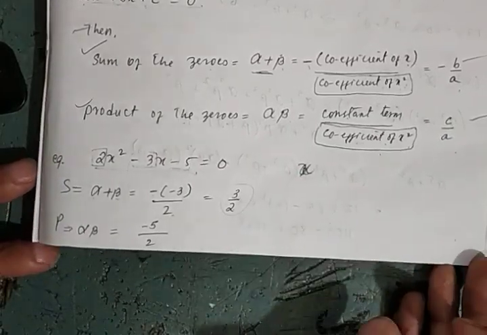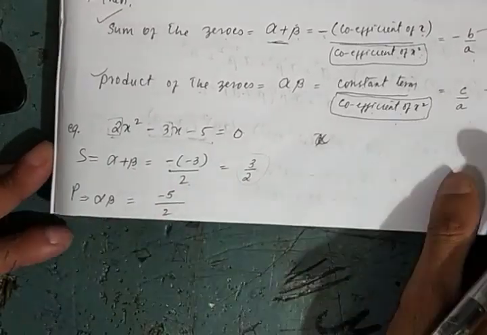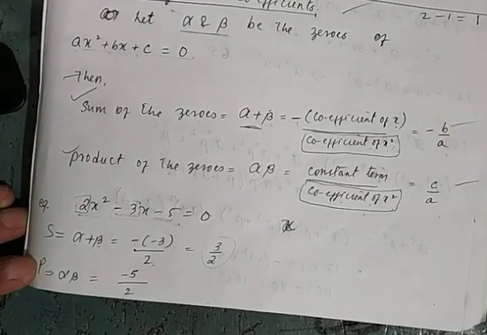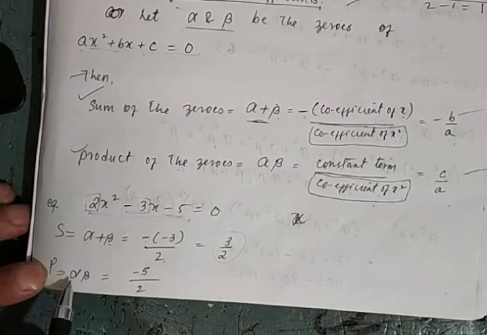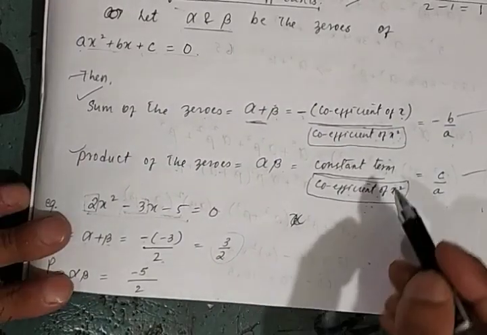It will not give you the zeros, but it will give you sum and product. To get the zeros, you know how to calculate, by splitting or by quadratic formula. Here I am teaching you how to get sum of the zeros and product of the zeros. Now product alpha beta equal to, what is product?